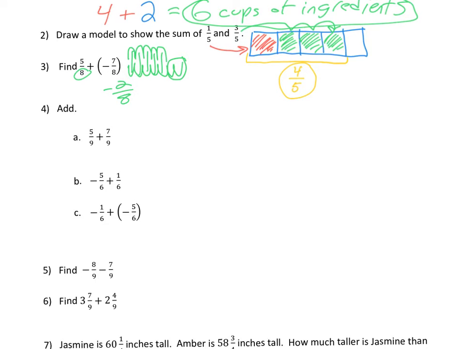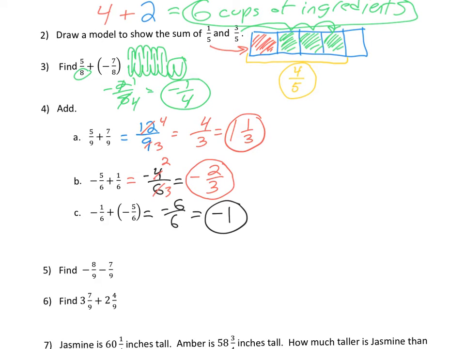And I can reduce that fraction. They're both divisible by 2. 2 divided by 2 is 1. 8 divided by 2 is 4. And I'm left with -1/4. Okay, so I'm going to ask you to go ahead and do all of the problems for number 4, and then we'll continue with subtraction in a minute.